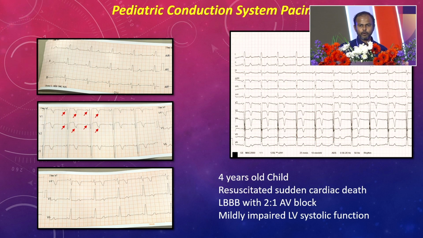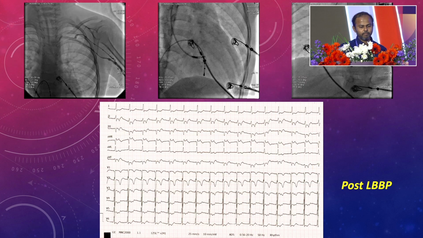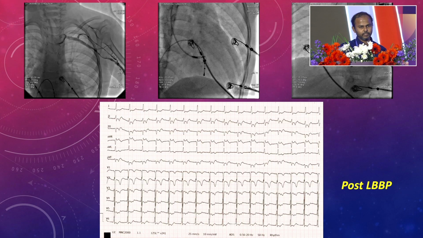So not only in adult population, we can do a conduction system correction even in pediatric population. This particular kid had a baseline 2:1 AV block with intermittent long pauses, AV blocks resulting in asystole and sudden cardiac arrest. Since there was a baseline left bundle branch block and mildly impaired LV function, we thought of giving a conduction system pacing lead for this baby.